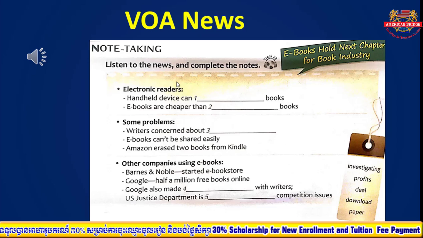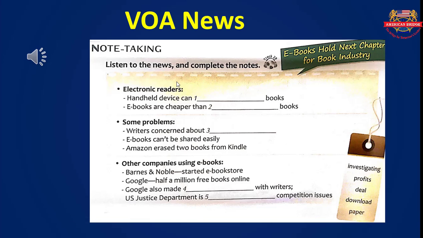Electronic readers, handheld device, can. After can, you have to find the verb. Okay, verb. So we have investigating, profit, deal, download, paper. In this text you see only two verbs, the word deal and the word download. Investigating is a gerund or verb-ing, profit is a noun, paper is a noun. So can you decide whether you choose deal or download, everyone? The right answer is download. Okay, handheld device can download books.